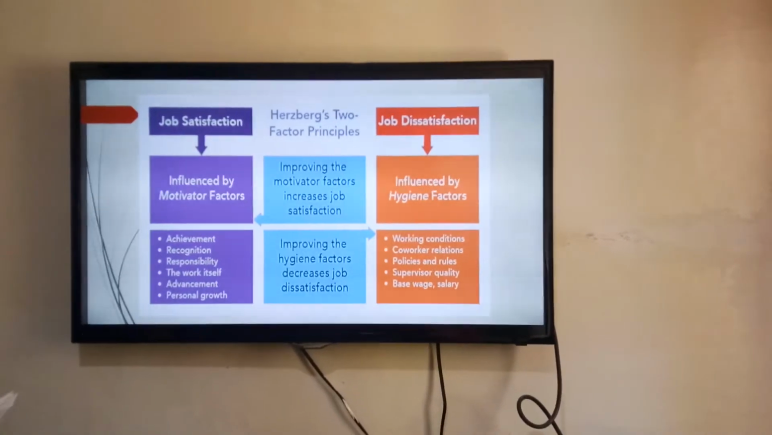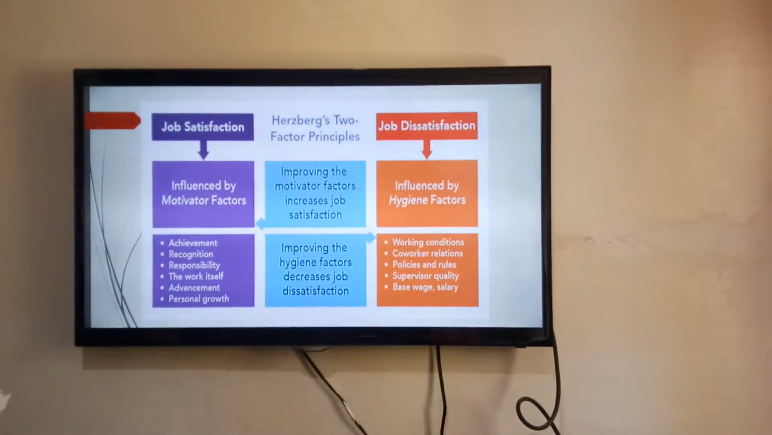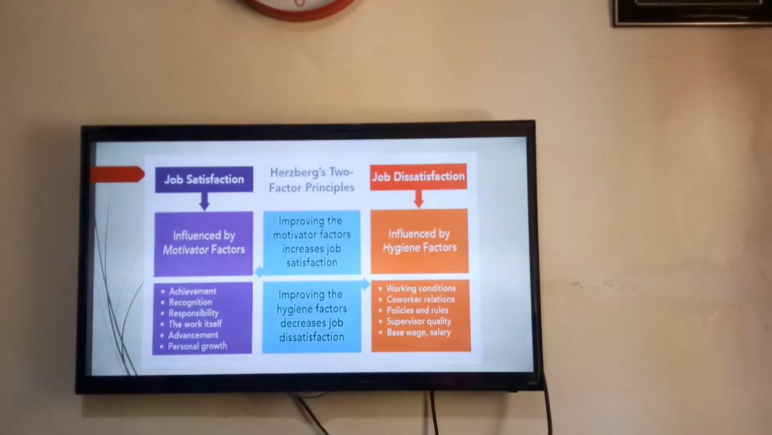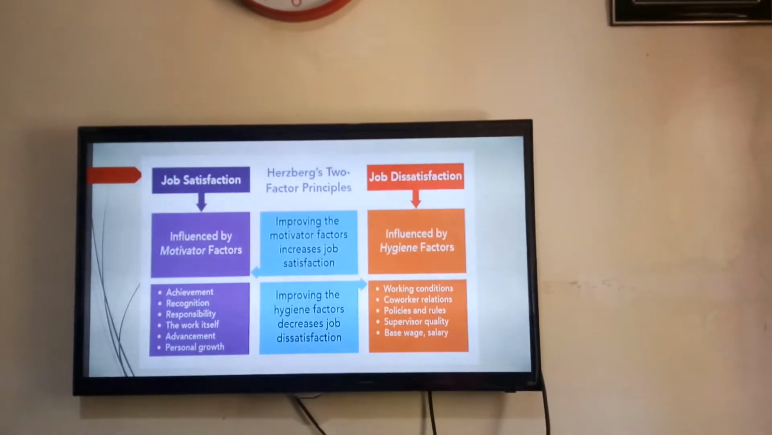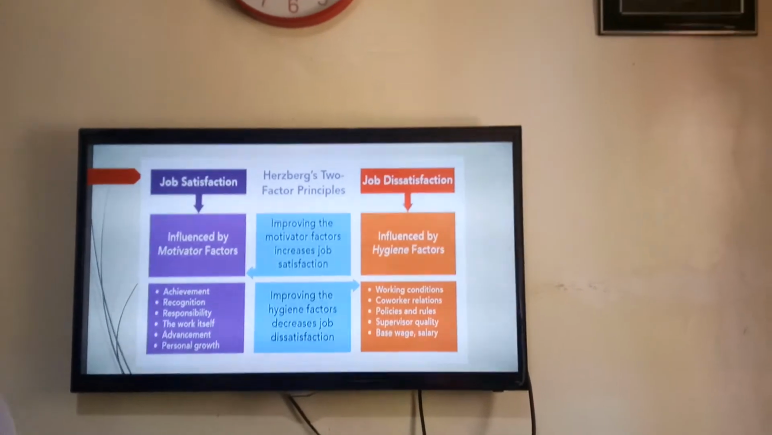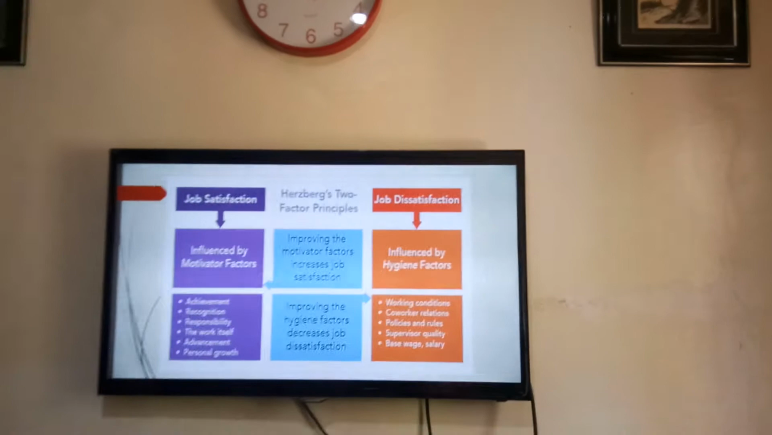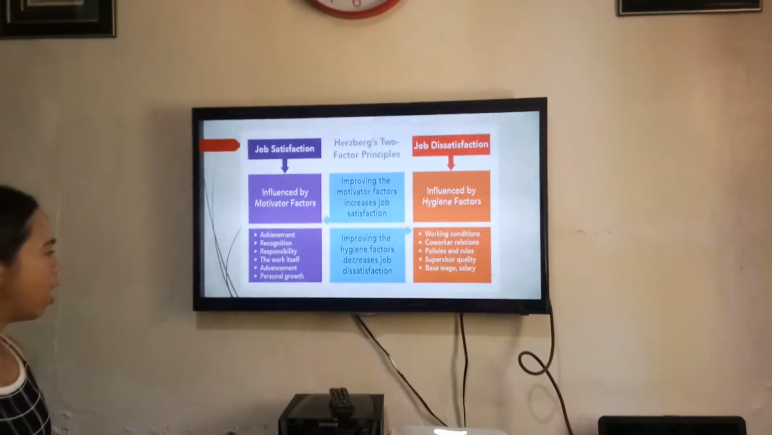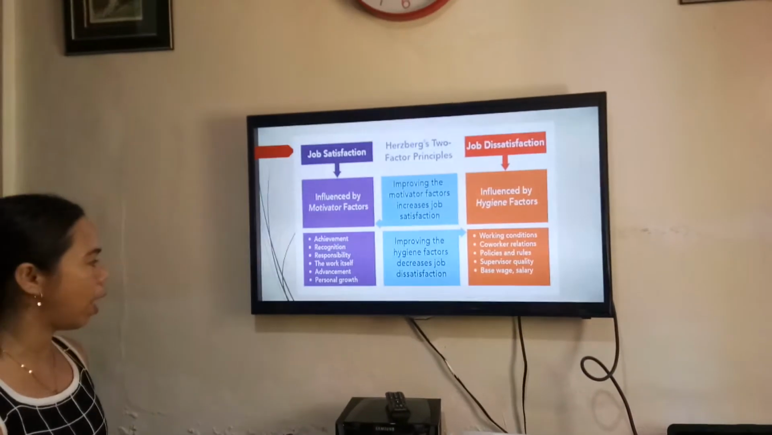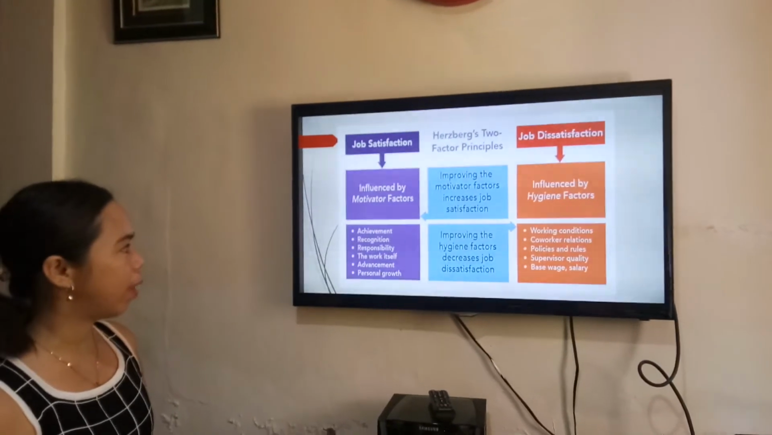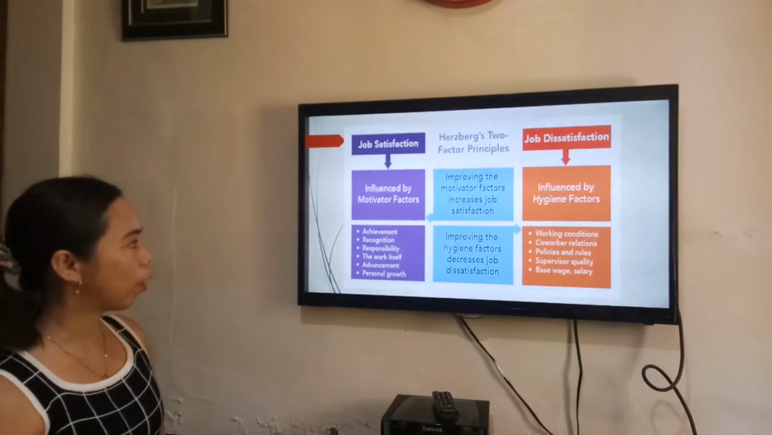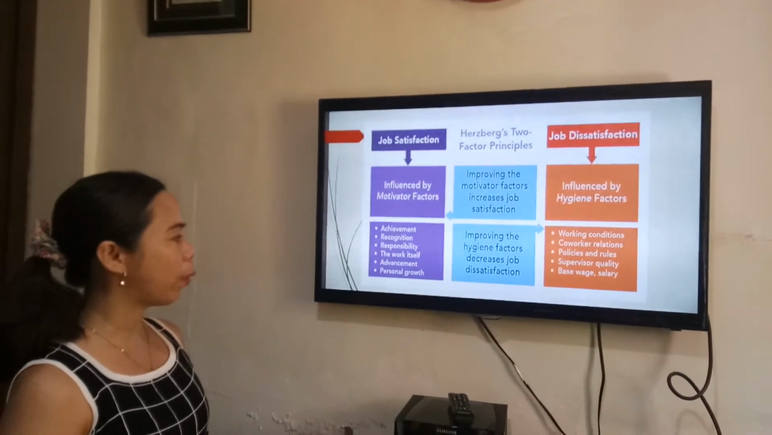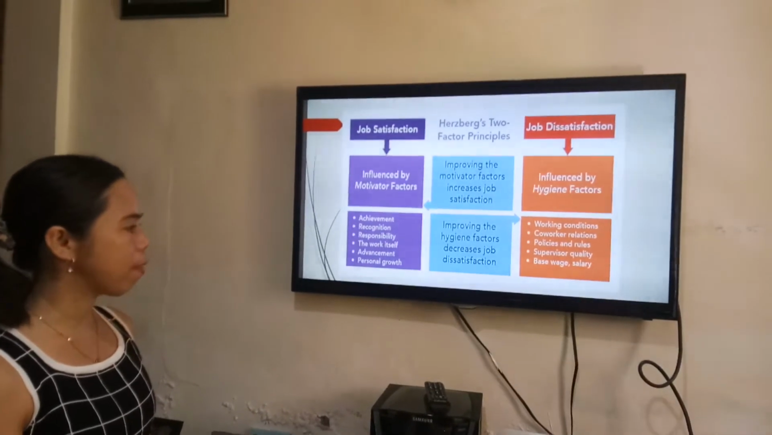Okay, so the two-factor theory compares sets of satisfiers and dissatisfiers and their effects on job attitudes. So we have here under the job satisfaction that is influenced by motivator factors: achievement, recognition, responsibility, the work itself, advancement, and personal growth. Okay, those are the factors that increase job satisfaction. And hygiene factors decrease job dissatisfaction.